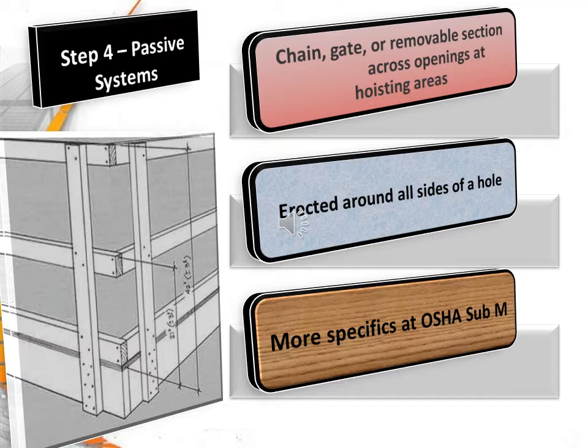A chain, gate, or removable section across the openings at the hoisting areas. It should be erected around all sides of a hole, and you'll find more specifics inside OSHA Subpart M.